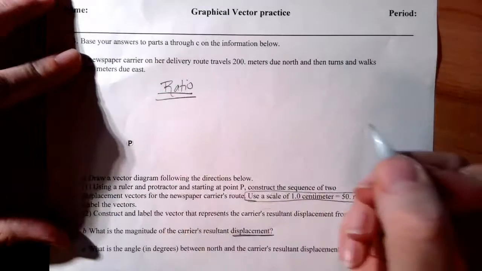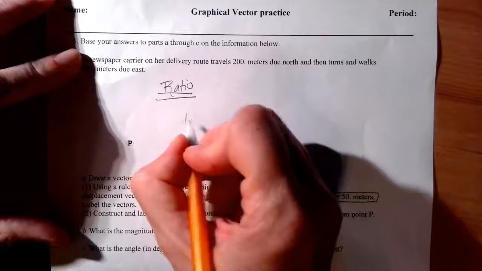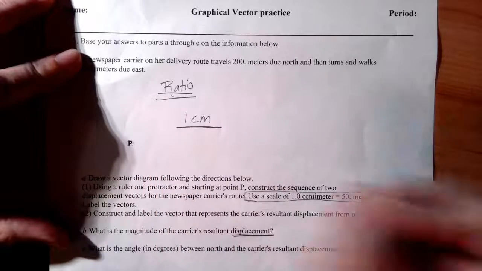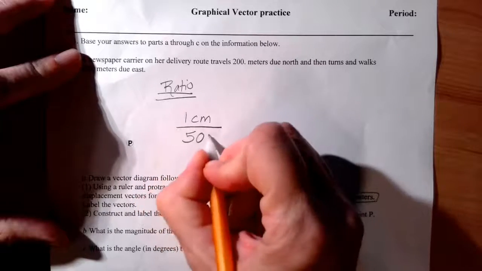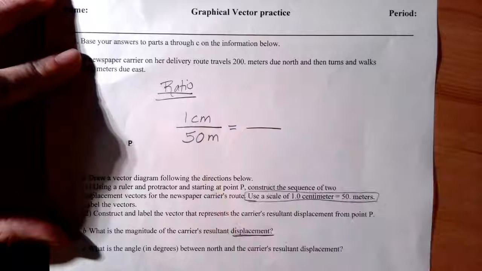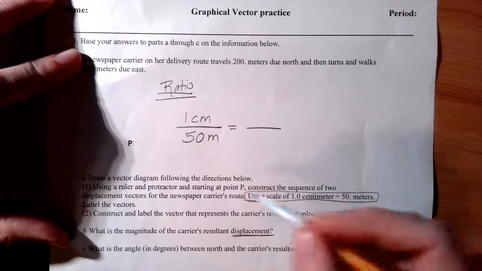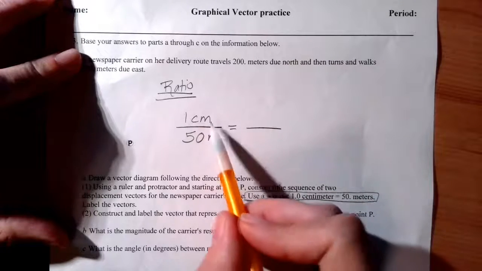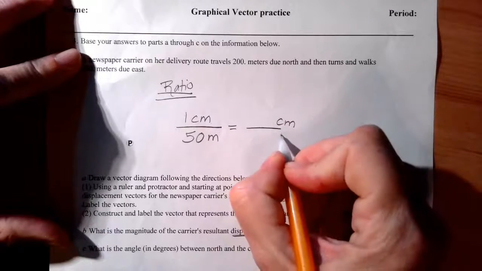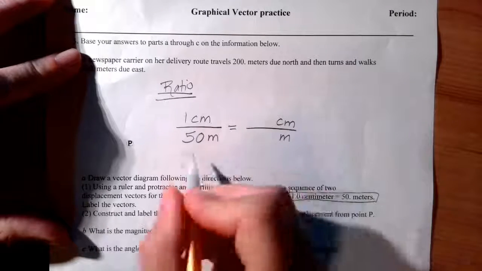Okay, and so I'm just going to turn that into a fraction. It doesn't matter which ends up where. So 1 centimeter equals 50 meters. That's my scale. All right, and then we're going to set this equal to what we want to do. It's important that the units match. So if we have centimeters on top here, they also need to be on top here, and same with meters. If they're on the denominator over here, they need to be on there.